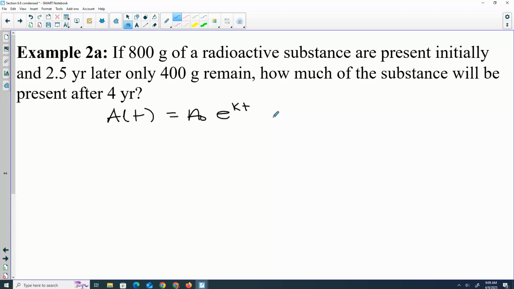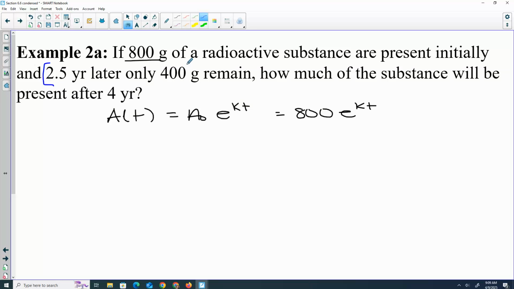All right, we have to look for anything we know right off the bat. A of t is our ending amount, so that's what we are trying to find. A sub 0 is our beginning amount. Do we know how much we begin with? 800 grams. So I know already it's 800 e to the kt. All right, now what we have to do is find k. So we are going to use this other information to do it.